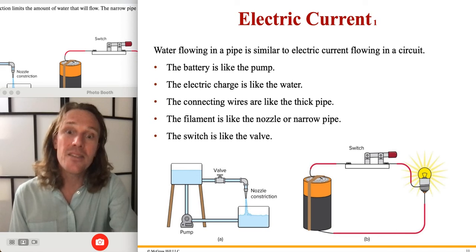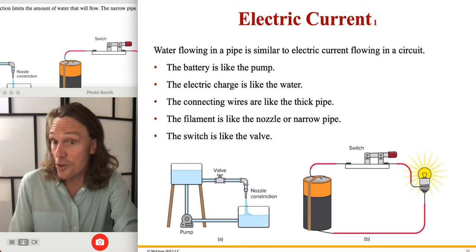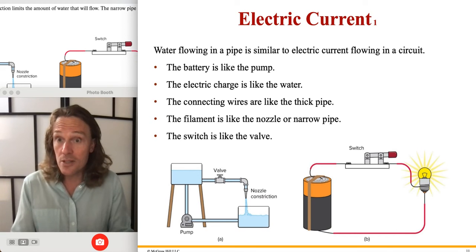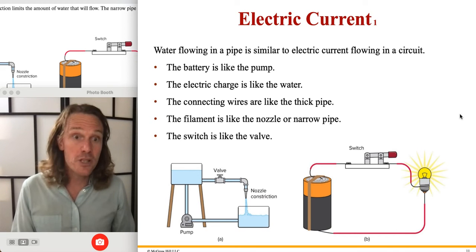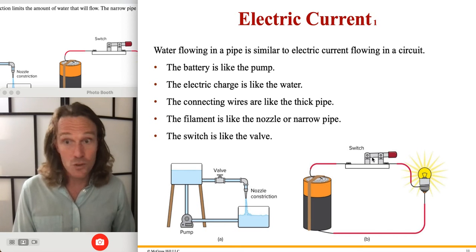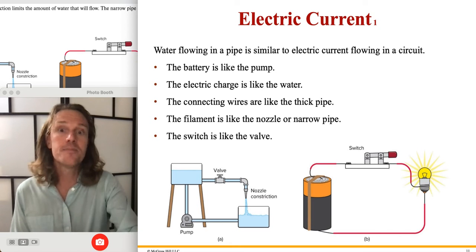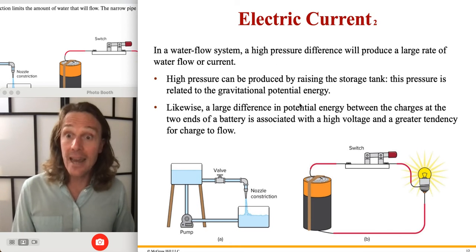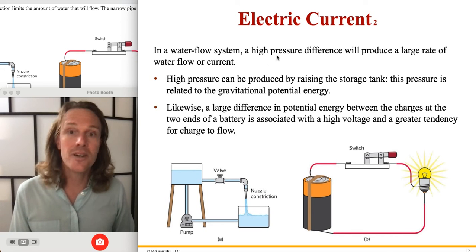Okay. And the switch is like the valve, which makes sense. You can turn it on and off, right? You can open up the circuit, in which case nothing happens. You're not going to be converting electrical potential energy into heat if that switch is open, because there's no way to keep the electrons moving. And the electrons are the carrier of the signal.